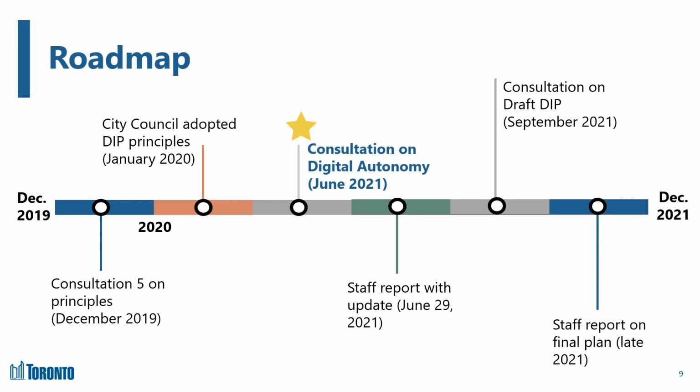The timeline on this slide shows the journey that we are on to develop the DIP. A lot of work took place in 2019 and early 2020 related to formation of the five working principles. Further work is needed to respond to specific directives from City Council, such as examining a commitment to the city's control and autonomy of its core digital infrastructure. Some of this work is ongoing and will lead into further consultation in the fall of 2021.